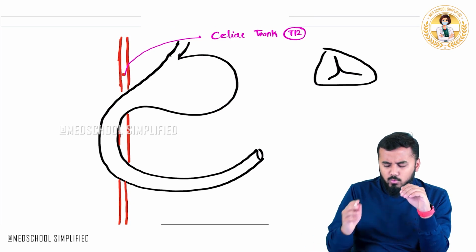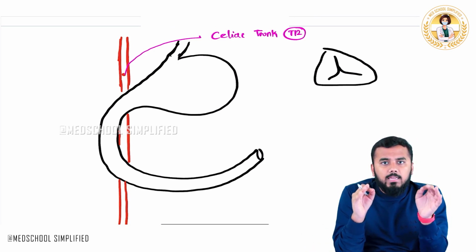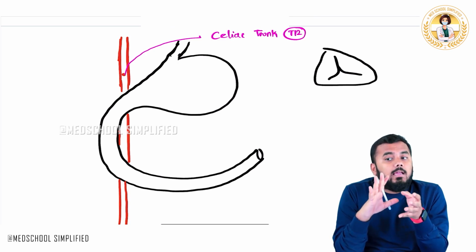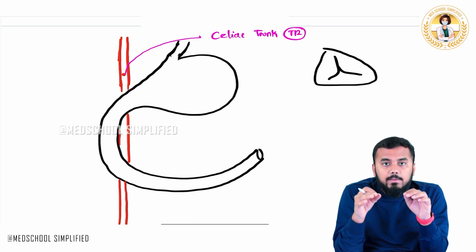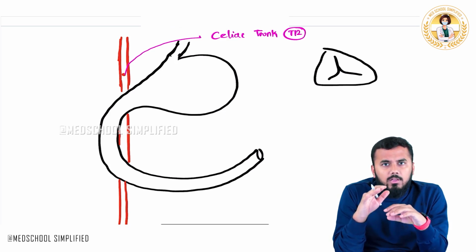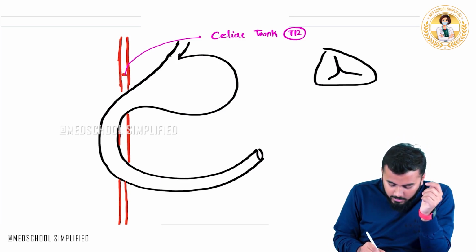Now this celiac trunk will give out a few branches, guys. I don't want to go into detail. I am not going into detail of celiac trunk here. I will discuss that celiac trunk in a different video. But right now what I am teaching you is the blood supply of pancreas. So whatever contributions are there from celiac trunk for this pancreas, I will draw only them.